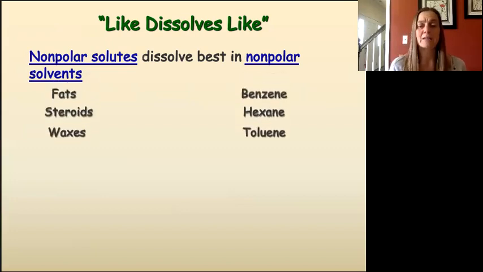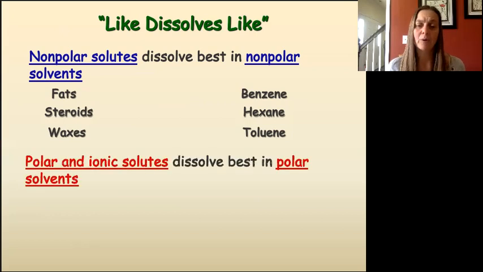So things like fats, steroids, and waxes, those are nonpolar solutes. Most of our long carbon chains are going to be nonpolar solutes. And so some of our nonpolar solvents would be things like benzene, hexane, or toluene. Okay, and this becomes important in our everyday lives when we think about things like if you've ever tried to get the little bit of sticky residue off after pulling a sticker off of something that you've recently purchased. You might have tried using acetone to get it off. And that's because the glue is a nonpolar solute and we want to dissolve it in a nonpolar solvent.